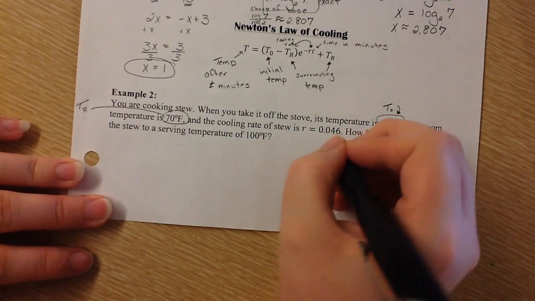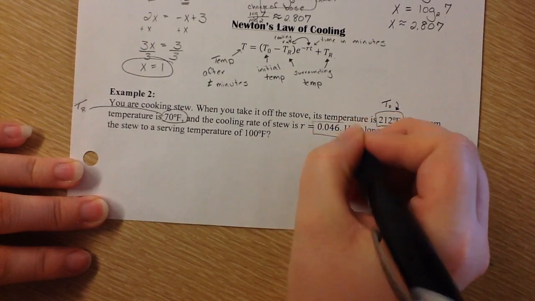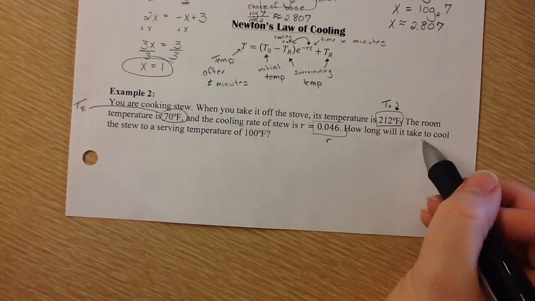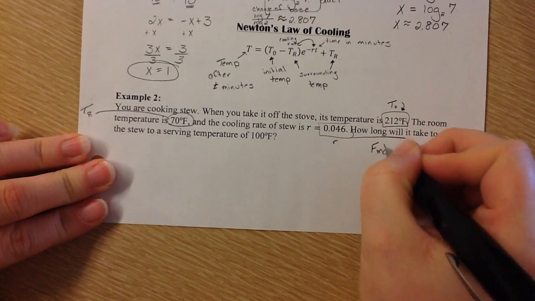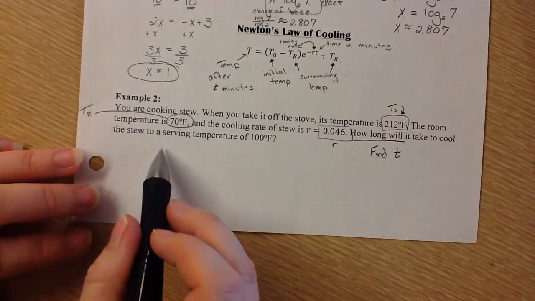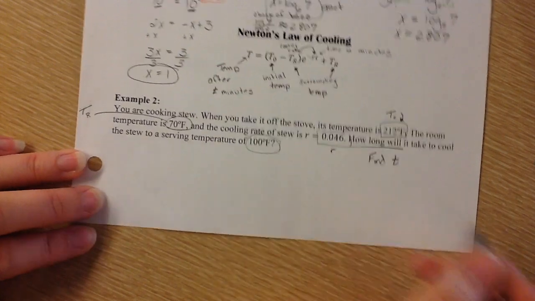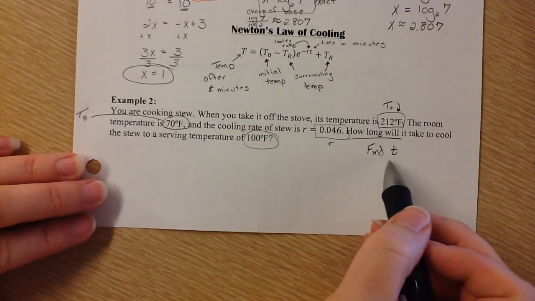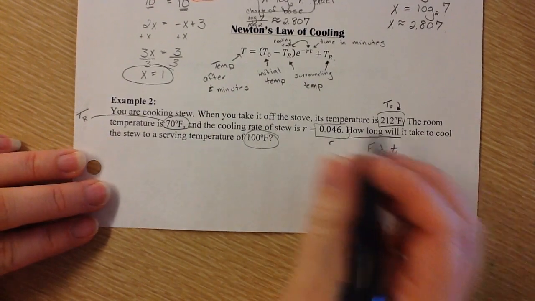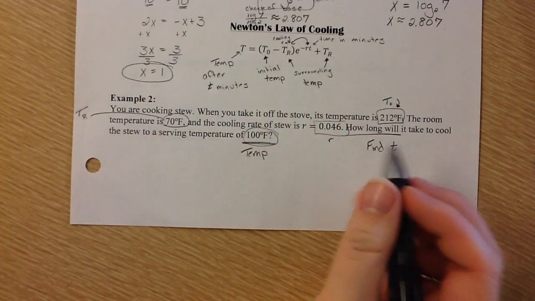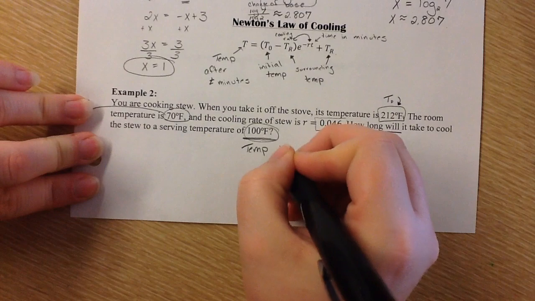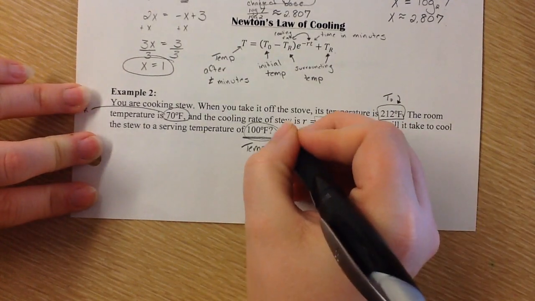And the cooling rate is, so this again here is my lowercase r. How long will it take? We're trying to find the time, lowercase t, until it will cool to a serving temperature of 100 degrees Fahrenheit. So this is my big T right here. Just plain t is this guy right here.